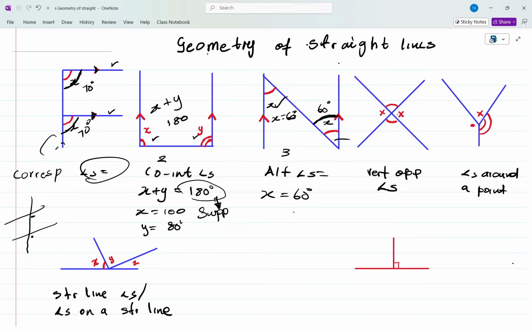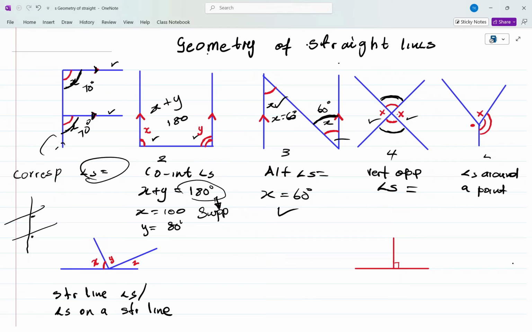Okay, coming to the fourth notation that we have in front of us here, vertically opposite angles. Vertically opposite angles are equal. The angle on your left hand side will be the same value as the angle on your right hand side. Same thing applies to this one here. The top angle will be the same value as the bottom angle. They are equal.